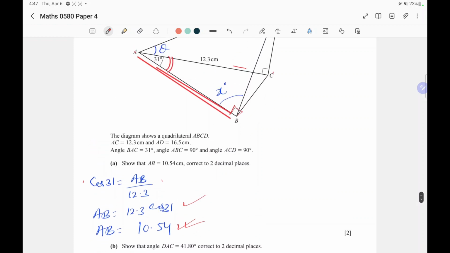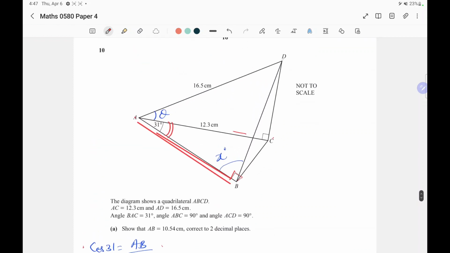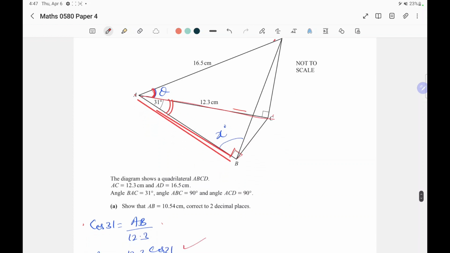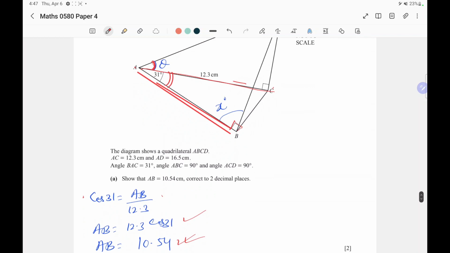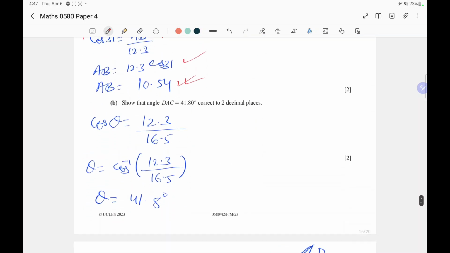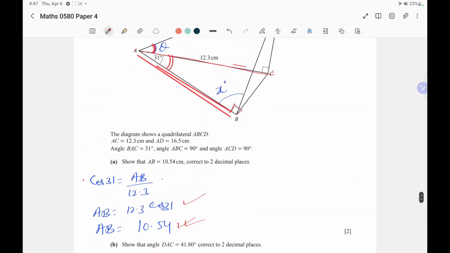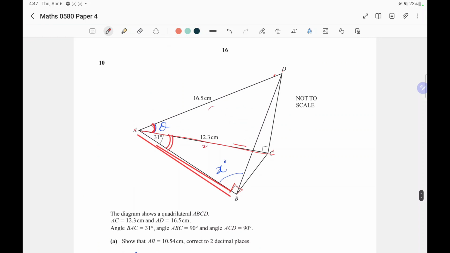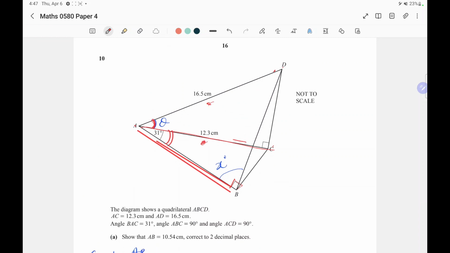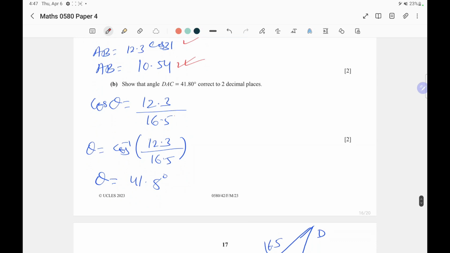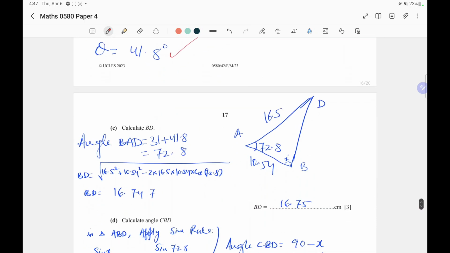Now show that angle DAC. It means we have to find DAC. Okay, this one. So I consider this angle as theta. Again, for this we have the adjacent and the hypotenuse, so again we can apply cos. Cos theta is adjacent over hypotenuse. Adjacent is 12.3 and hypotenuse is 16.5. So 12.3 over 16.5, cos inverse, just use a calculator, get 41.8.